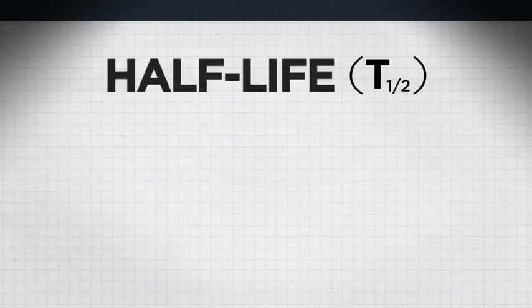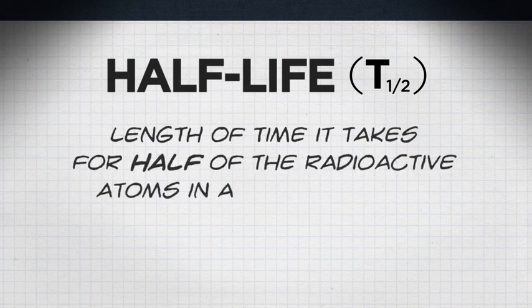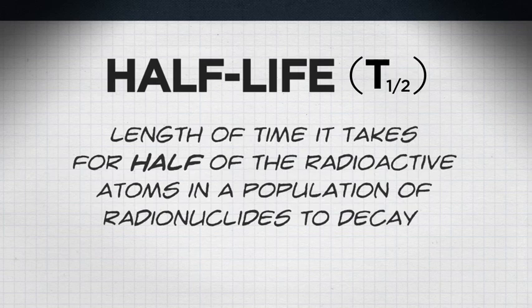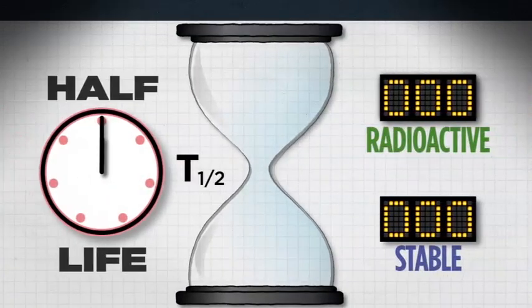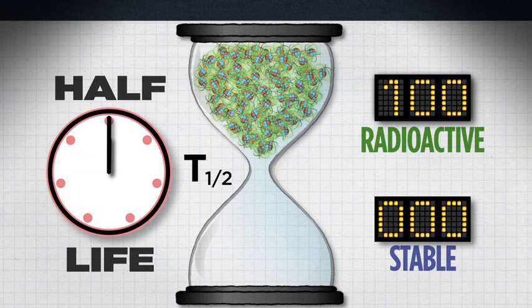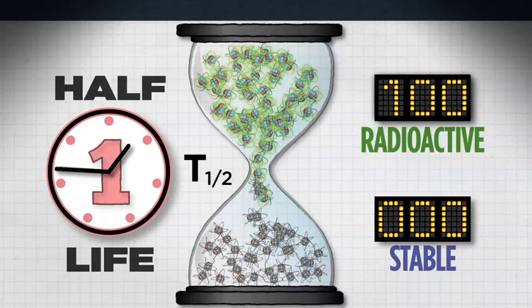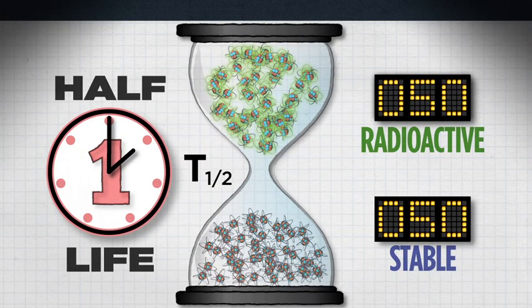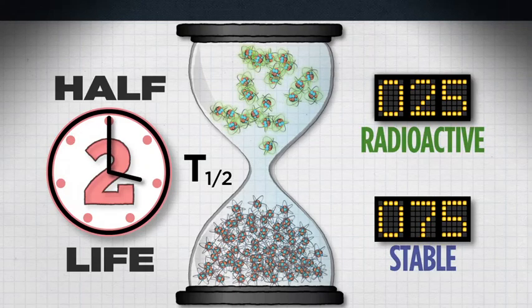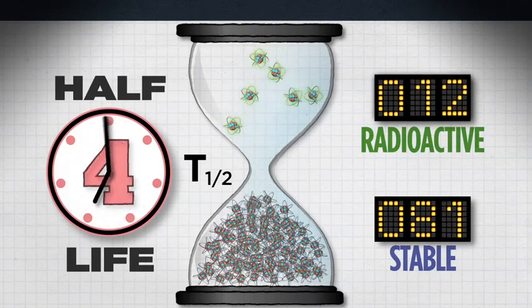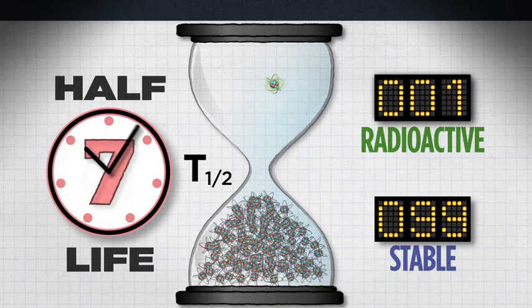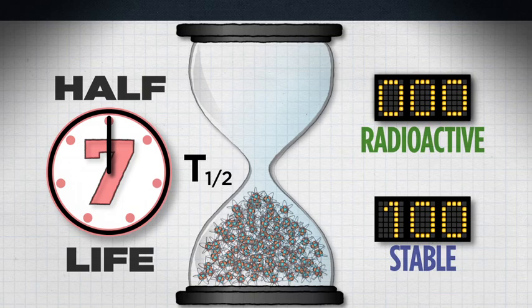Another feature of each radionuclide is its half-life. That is the length of time it takes for half of the radioactive atoms in a population of radionuclides to decay. I'll show it to you in an example. Imagine we have 100 radioactive atoms sitting here, and after one half-life, half of them would decay to a more stable state, and we will have 50 left. After another half-life, we would have 25. And after another, we would have 12, and then 6, and then 3, and then 1, and eventually all of the radioactive atoms that we started with have decayed to a more stable state. So that's a half-life, and each radionuclide has its own specific half-life.